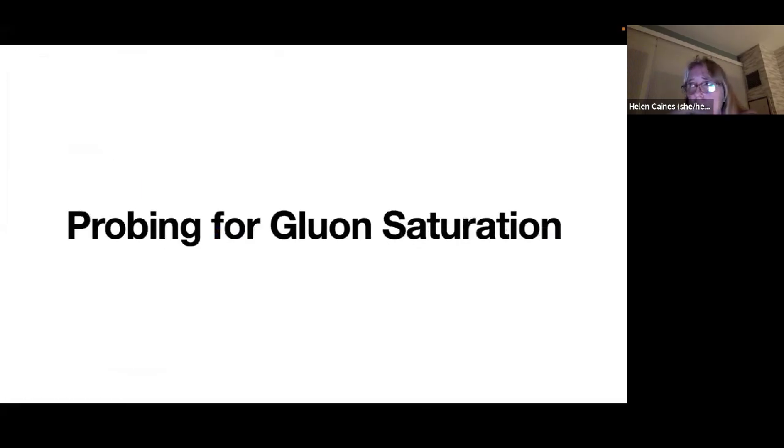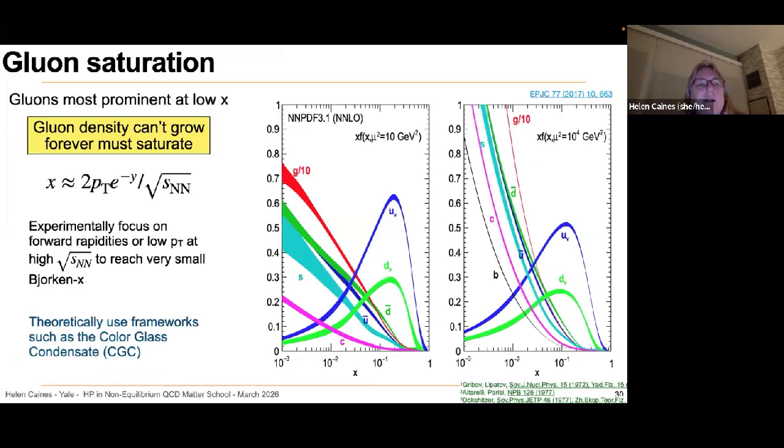So the last point that we get to, and I'm nearing the end of my talk here, is looking into gluon saturation. So first of all, what is gluon saturation?